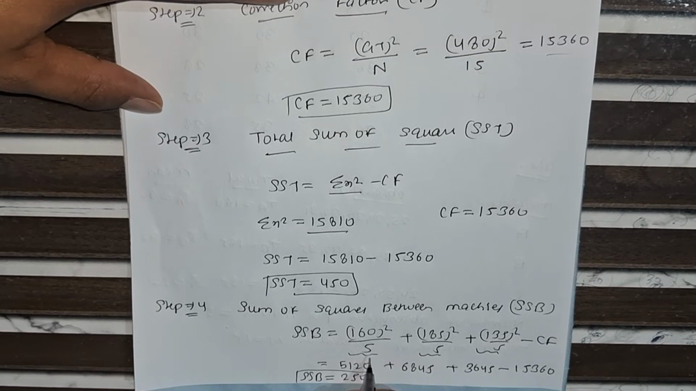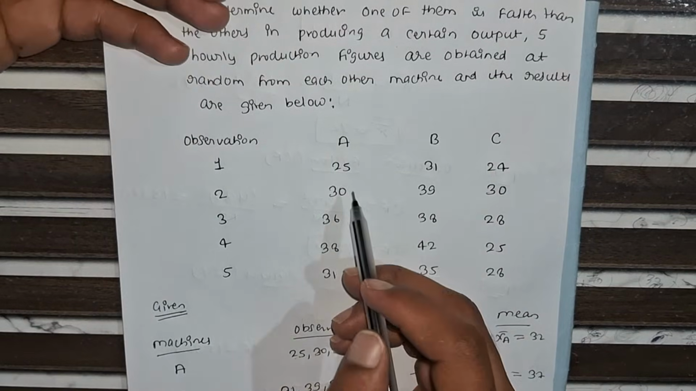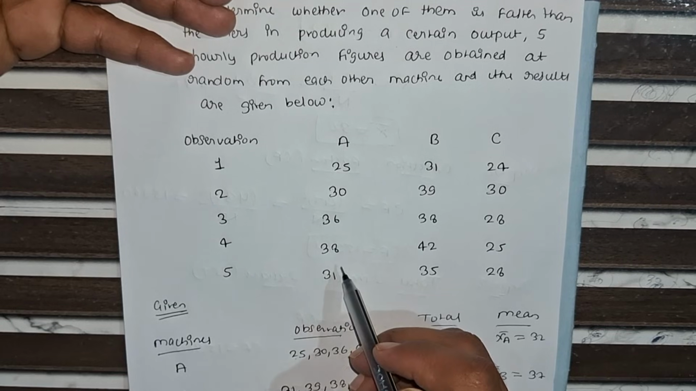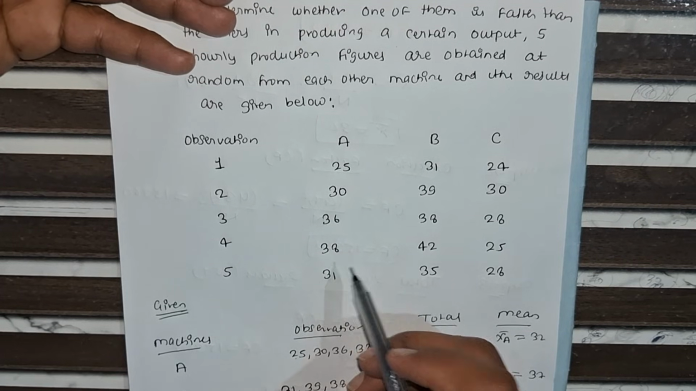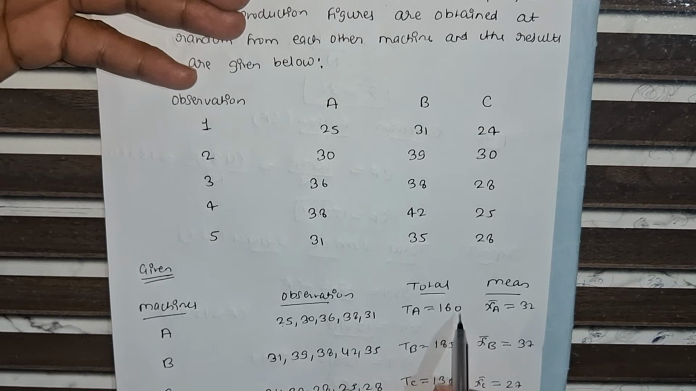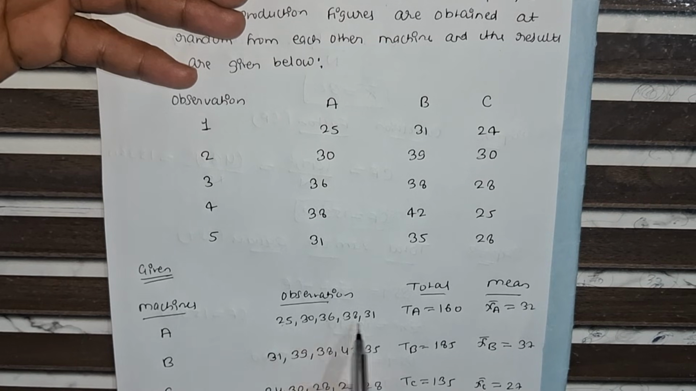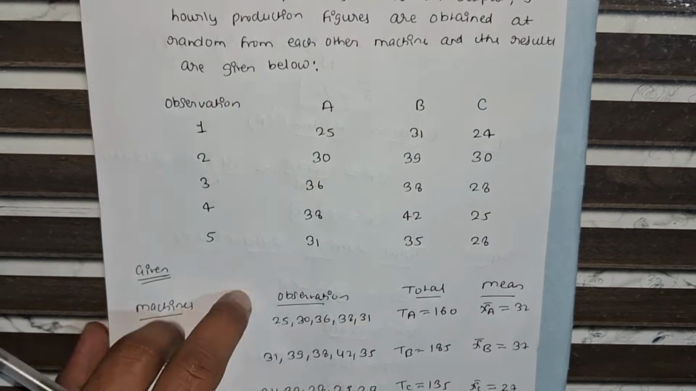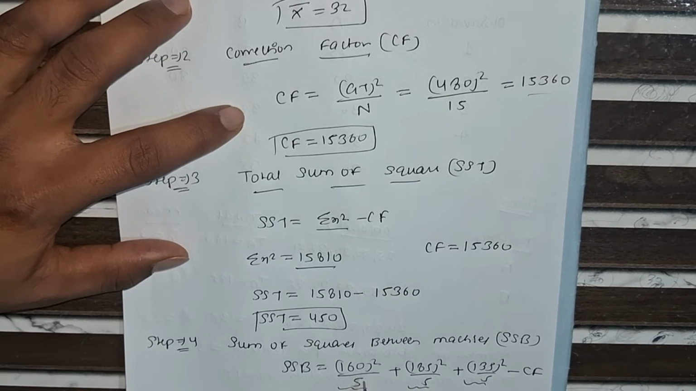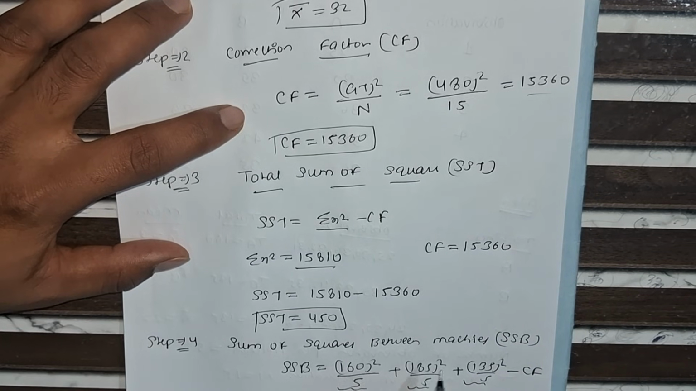So why am I dividing by 5? Because for each machine 1, 2, 3, 4, 5 observations are there. That's why I am dividing by 5. And this is nothing but for machine A 160 whole square, for machine B our total whole square, and for machine C our total whole square, divided by number of observations for each machine. So that's why I am dividing and squaring this one to find the sum of square between the machines.